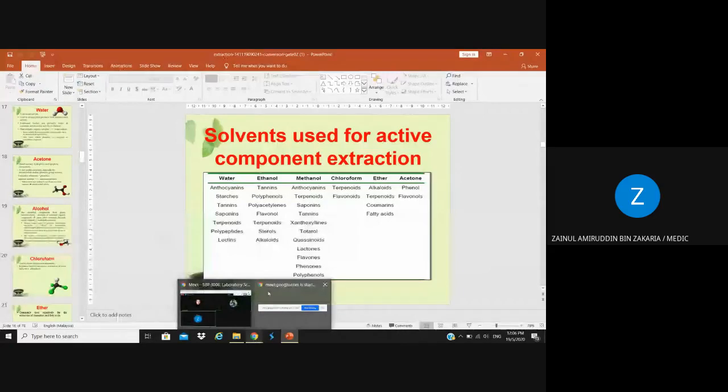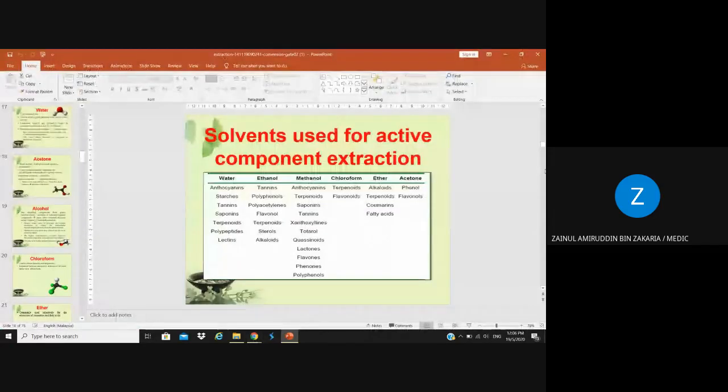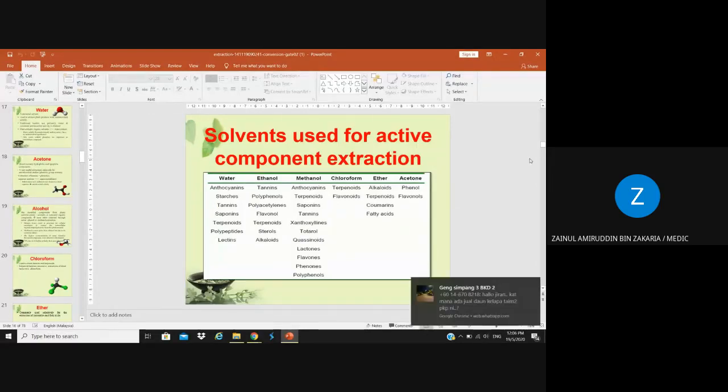When you do extraction, first you will get a crude extract, right? Let's say you use ethanol, you use methanol, or let's say you use water and chloroform, they are both polar and non-polar, so you will directly get a specific type of compound already. But if you use ethanol or methanol, you will get polar and non-polar compounds. So what you need to do is you have to do partition.